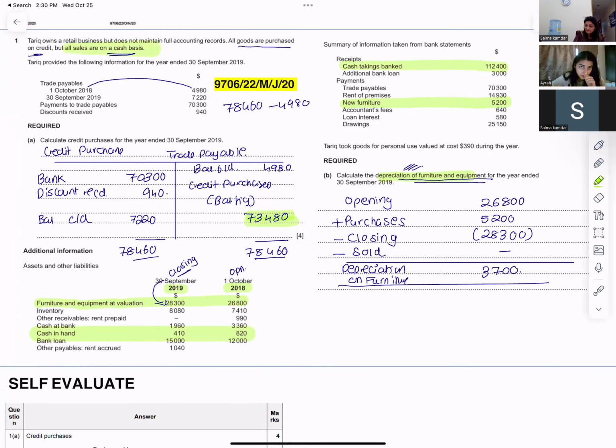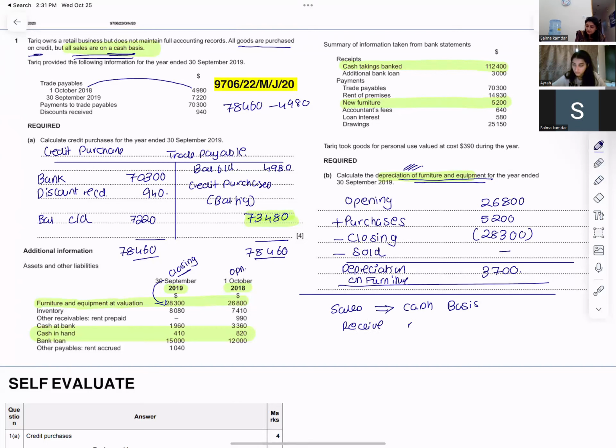Where? Here. Cash bookings banked. What does this mean? It's a contra entry, no? Whatever amount they have received in cash, they put in the bank. Have they told you that you have done all the sales on a cash basis? Yes. Okay, so that means whatever sales you have done were on a cash basis.